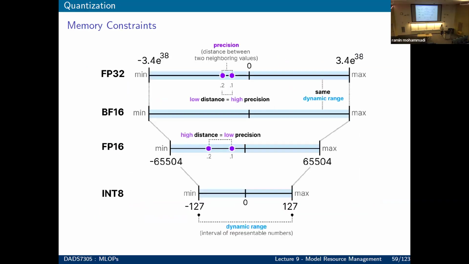Now, the other thing we're going to talk about: today you heard about different types of precisions. Float 32 is the default you get on your neural networks. Float 32 basically means that between numbers, you have a small distance between two points. That means you have low distance, you have high precision. So when the distances are small, that means you have a high precision, right?